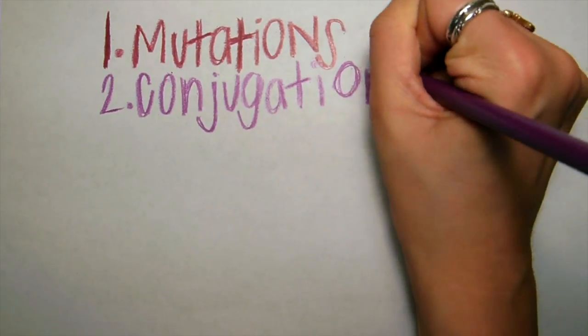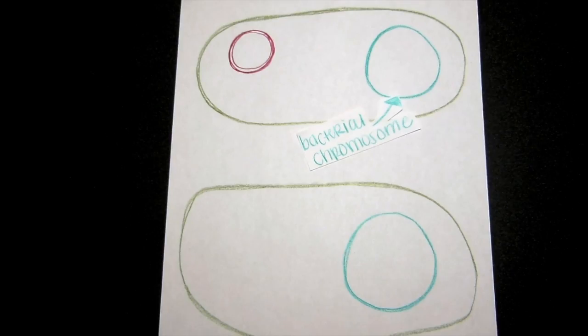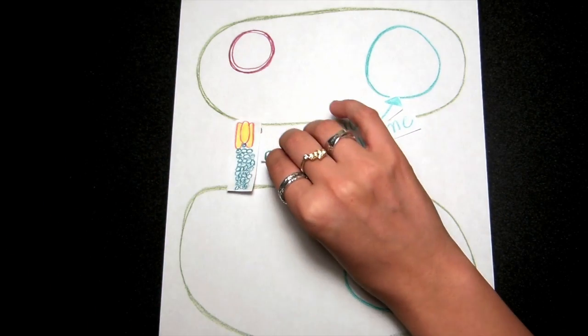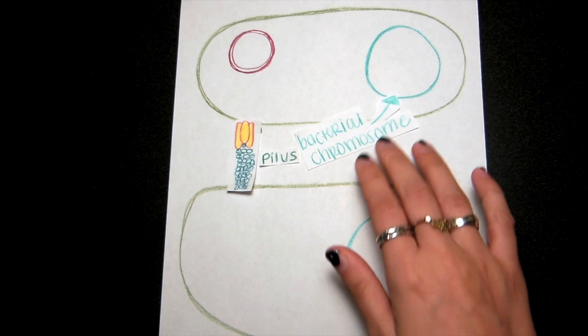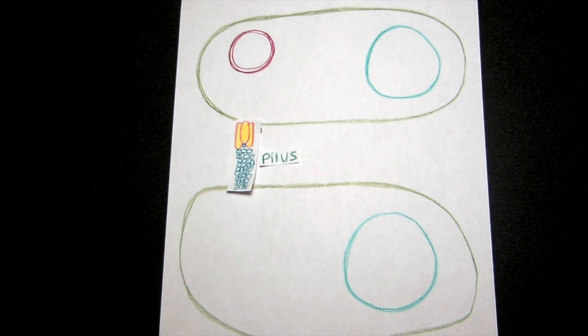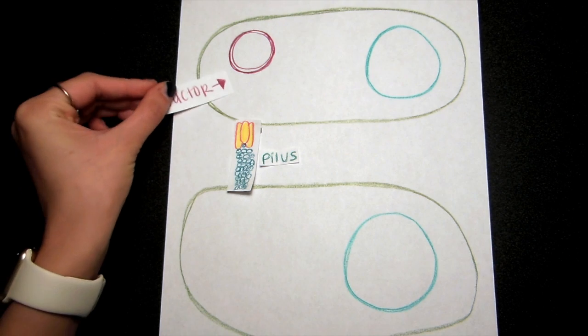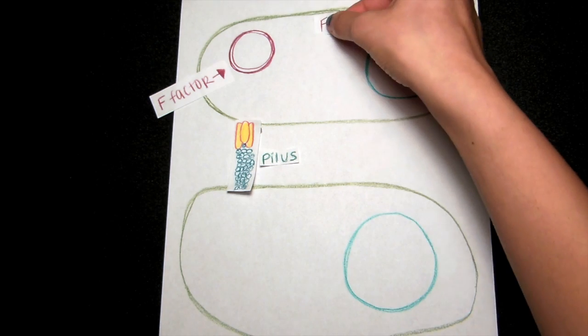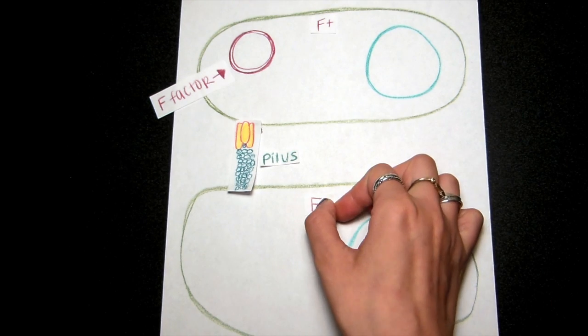Up next is conjugation. Genes are directly transferred from one bacterial cell to another. This requires direct contact between the cells via a bacterial pilus. This gene transfer can occur between cells from the same species as well as cells from 2 different species. A plasmid circle, otherwise known as a fertility factor, is required for conjugation. Strains of bacteria containing these plasmid circles are called F positive, whereas those without it are called F negative.